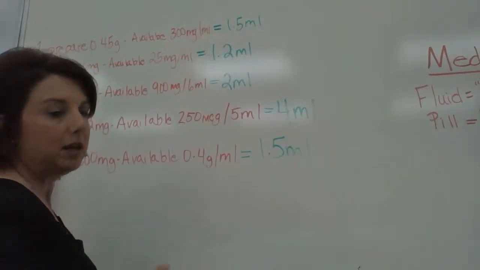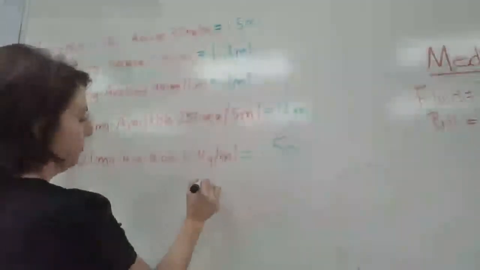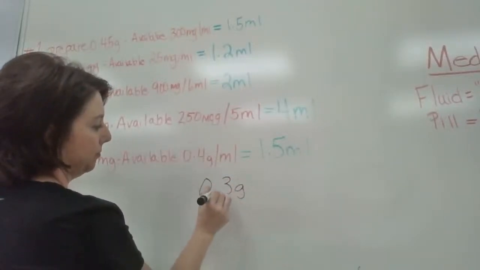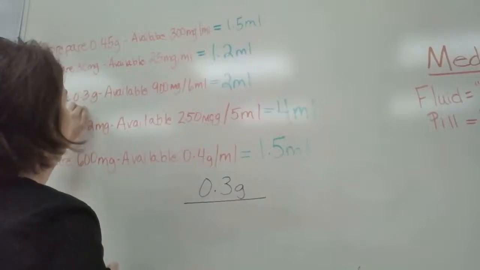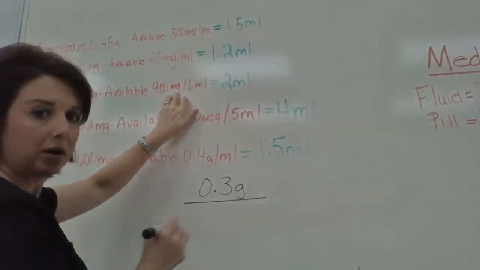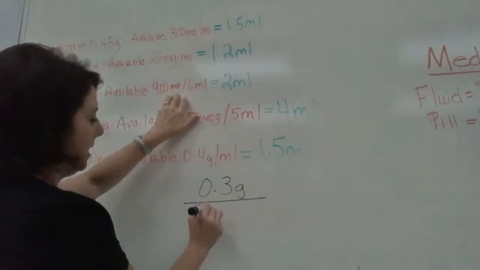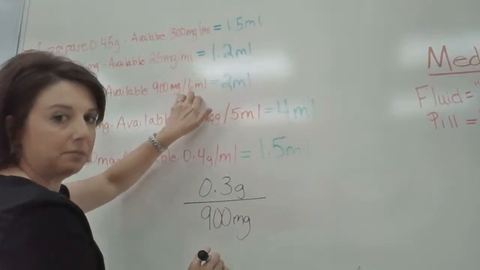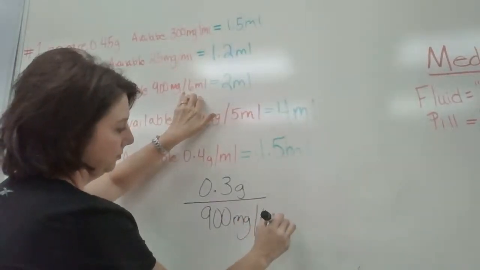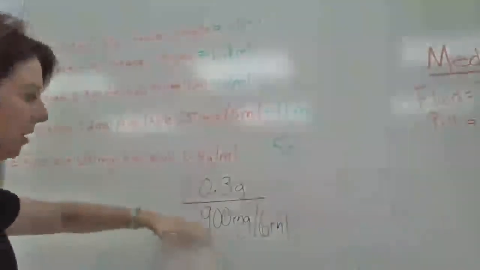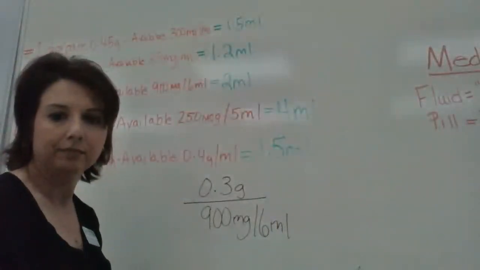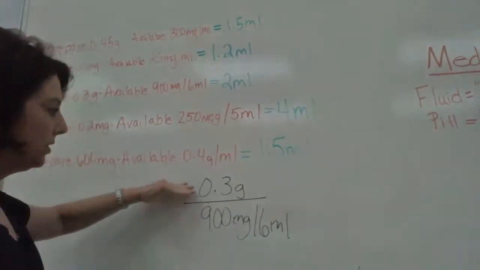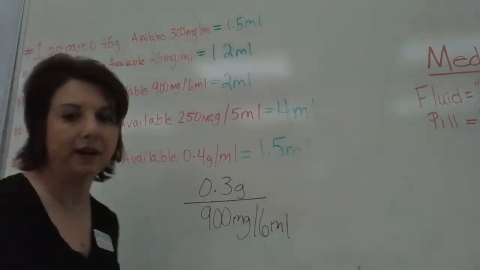So number 3, we are preparing 0.3 grams. We want 0.3 gram divided by what we have. Here's a number here, so we're going to have to do that extra step. So we have 900 milligrams per 6 meal. Okay, so what's our first step? So what's our first step? We need to divide, but what are we dividing?